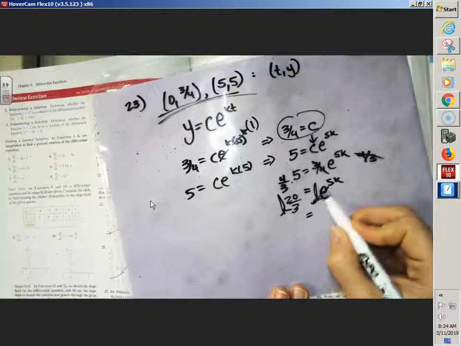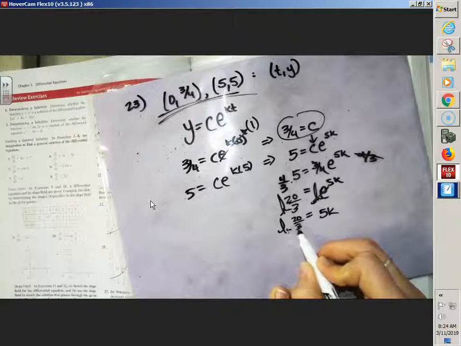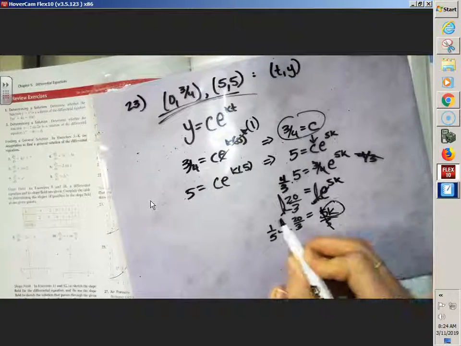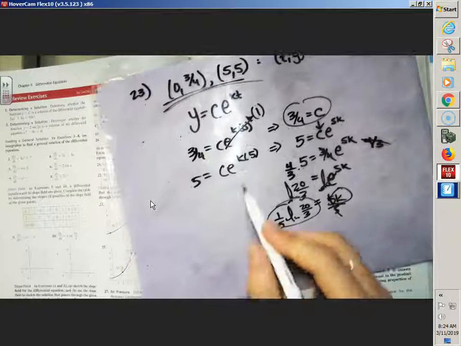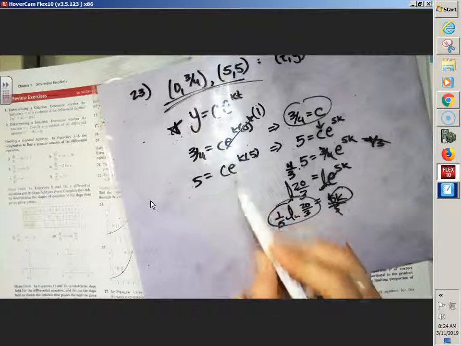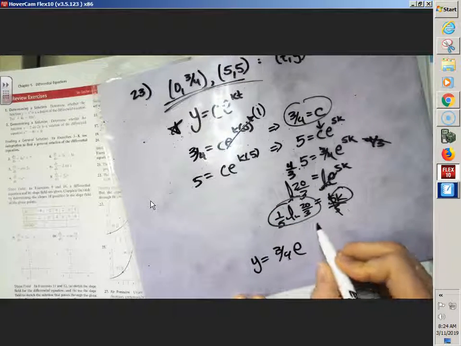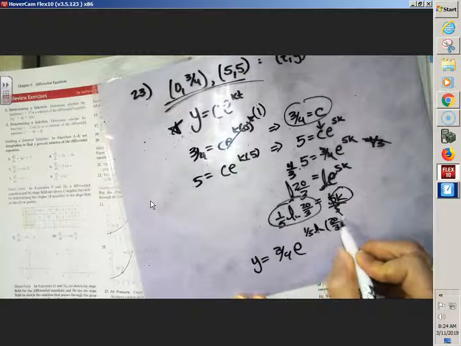Now I am allowed to cross off that ln of e. 5k is equal to ln of 20/3rds. Divide by 5, multiply by 1/5. Got 'em. K is. So once I have k, once I have c, don't I just have to plug it into my equation from the very beginning? So y is equal to 3/4 e to the 1/5 ln of 20/3rds.